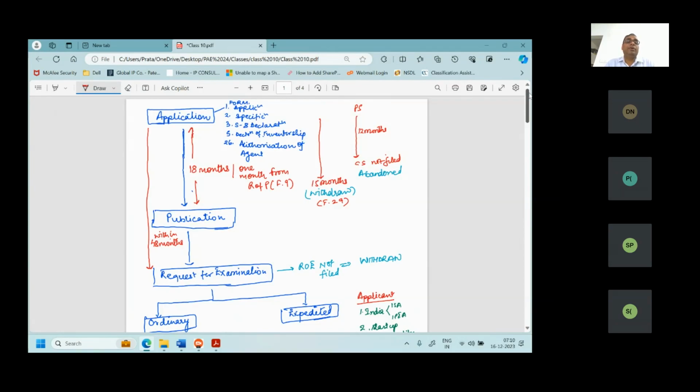Now comes publication. If you don't request for early publication, then after the expiry of 18 months, within 1 month it is published. Or if you are going for a request for early publication, you will file a Form 9, and within 1 month from the date of the request, it will be published. After publication, you can request for examination within 48 months from the date of application. If you are not filing the request for examination, it is considered that you have withdrawn the application.